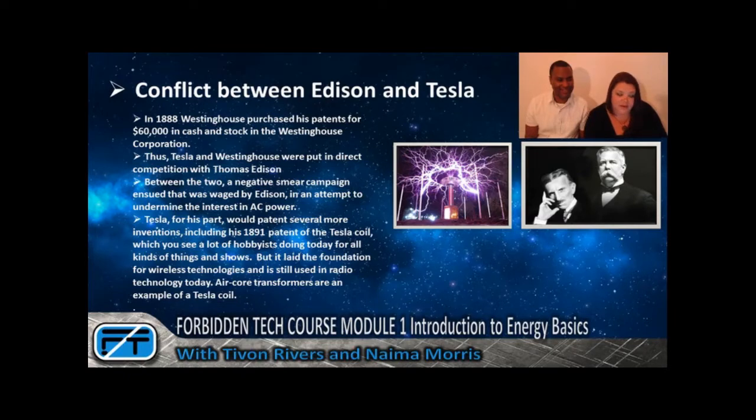That's right. So Tesla, for his part, would patent several more inventions, including his 1891 patent of the Tesla coil. You can see a lot of hobbyists today that have a Tesla coil. The big lightning through the sky, which is really interesting. We'll talk about that a little bit more as well.